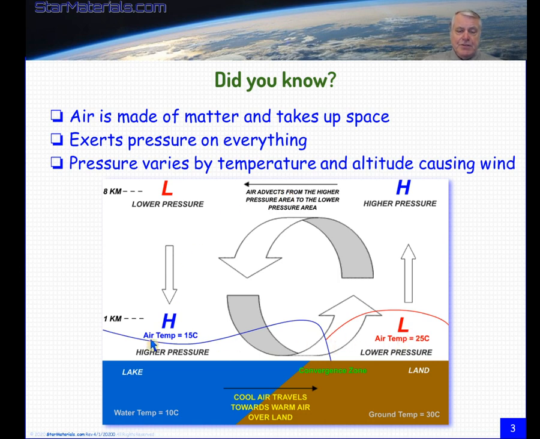Now, the reason you have highs and lows is because this is water, this is land. Cool air travels towards warm air over the land. So you have the balancing of the air pressure from high to low, always high to low, causes wind. So that's where wind comes from.